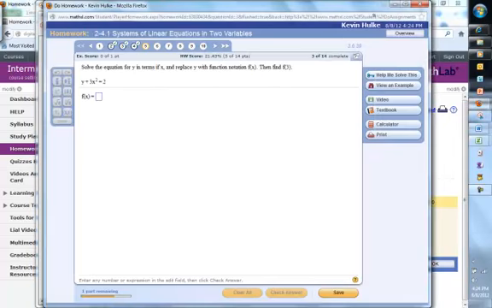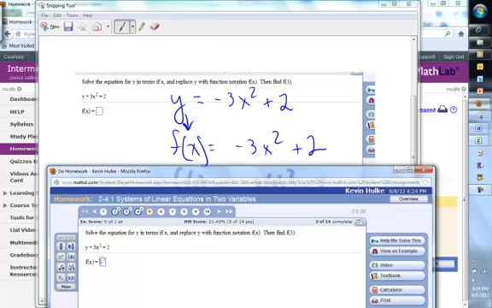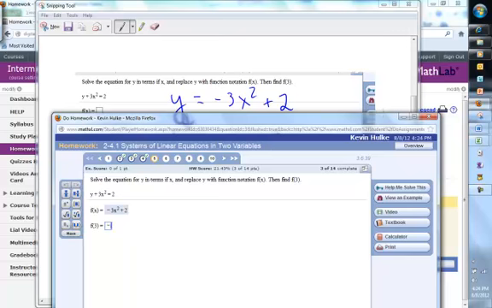So our first answer is f of x is negative 3x squared plus 2. And f of 3 is, I forgot what it was, negative 27, negative 25. All right.